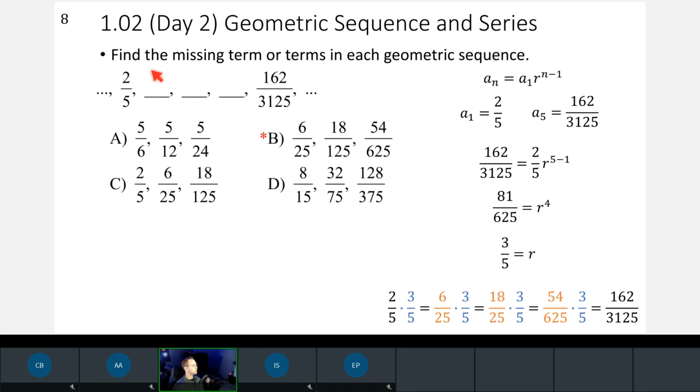All right, number 8. Find the missing terms. So this one you can kind of guess and check. Just see if the pattern kind of makes sense.